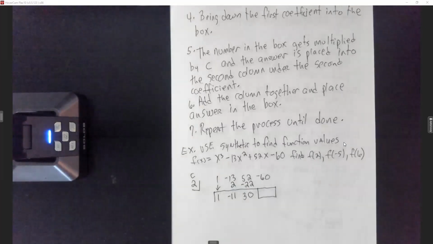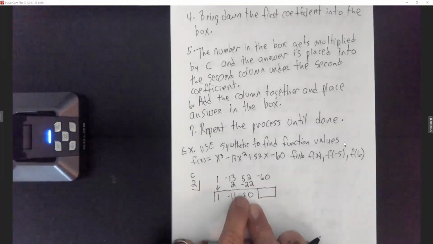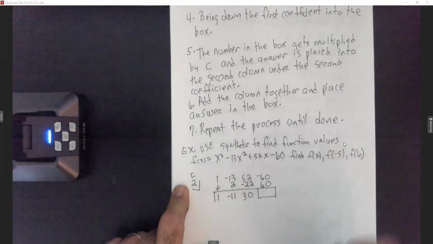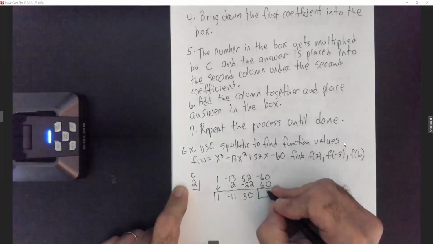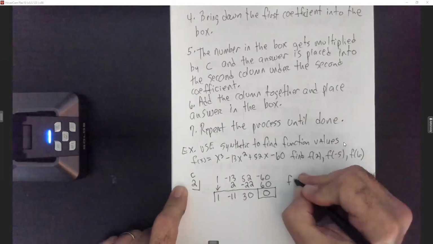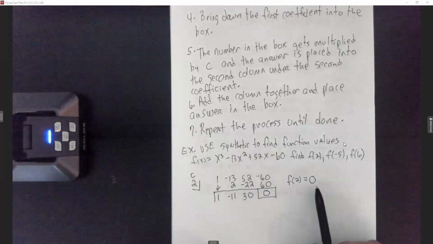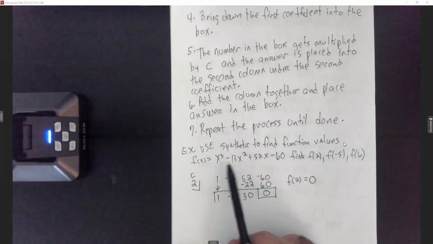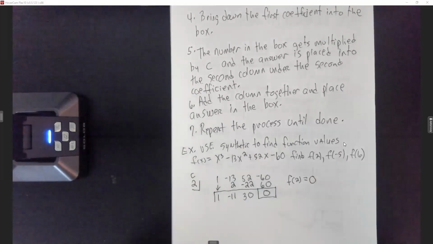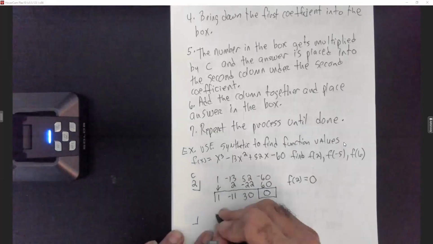All right, got a number in the box. We got to multiply by C to get the last column. So 30 times 2 is 60. And look at that. Negative 60 plus 60 gives me a remainder of 0. So that means f of 2 equals 0. That's the same answer you would have got had you put a 2 in for all these x's and cubed it and squared it and multiplied it and added it and done all that, okay? So it's not too bad, is it? So y'all are saying no, I think.